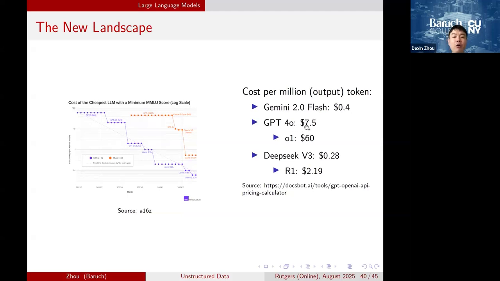And GPT-4o is $7.5. DeepSeek V3 for the output token is just $0.28. If you use R1, which is a very famous model, it's $2.19. So these costs are way, way cheaper compared to what you saw a year ago or 2 years ago. Although I know a lot of you may be PhD students and still have a lot of constraints, I think if you use one of these small models to do some prototyping, it should be more than enough.